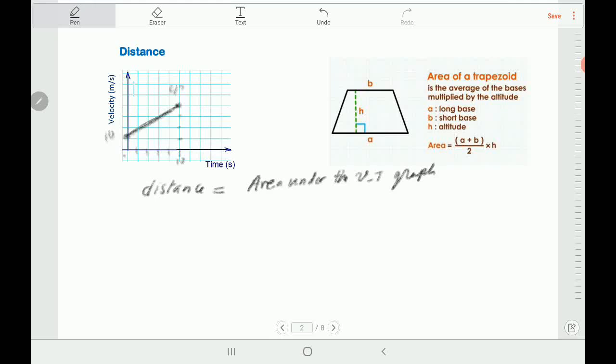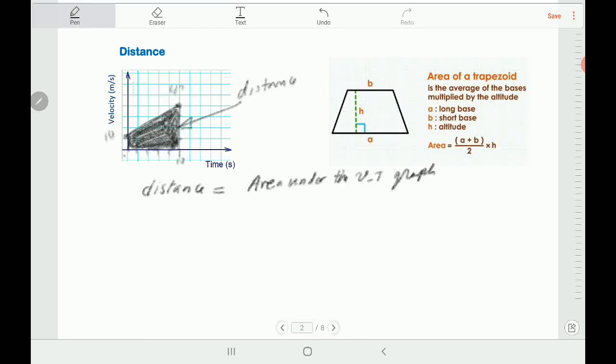So to find the distance traveled by the car from the initial position to the final position, just try to find the area under the straight line. Why? Because the straight line represents the relation between the velocity and the time. So we need to find this area, and this area will be equal to the distance. There are many ways to find the area.